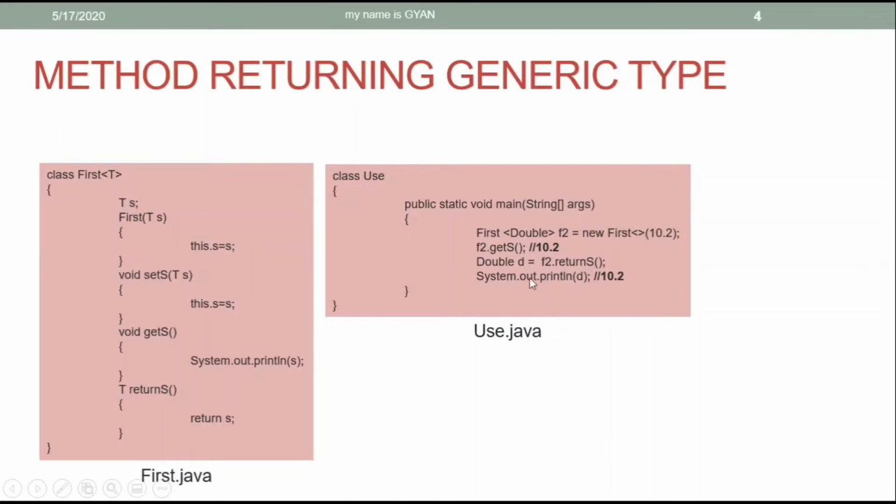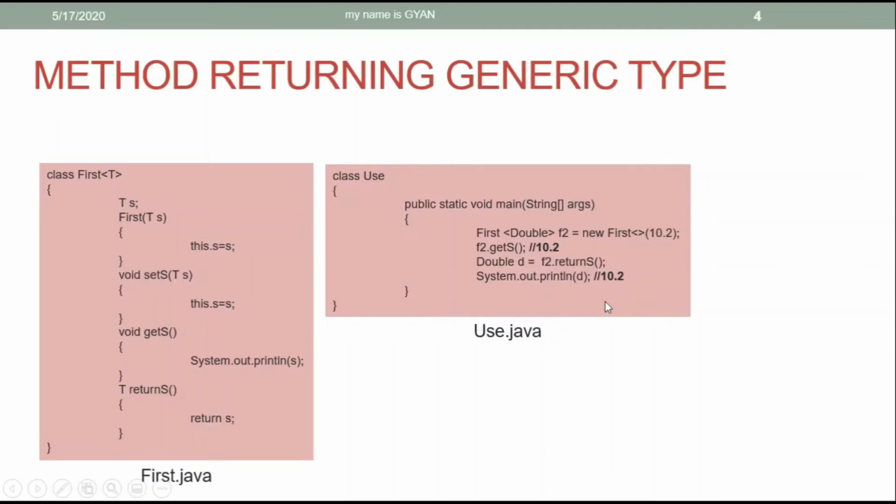Without typecasting, we cannot do that. But here this code executes without typecasting. Even at the JVM level, the returnS method returns a reference of type object, but we can store that reference of type object into the reference variable of type double without any typecast. So here comes the role of the compiler.